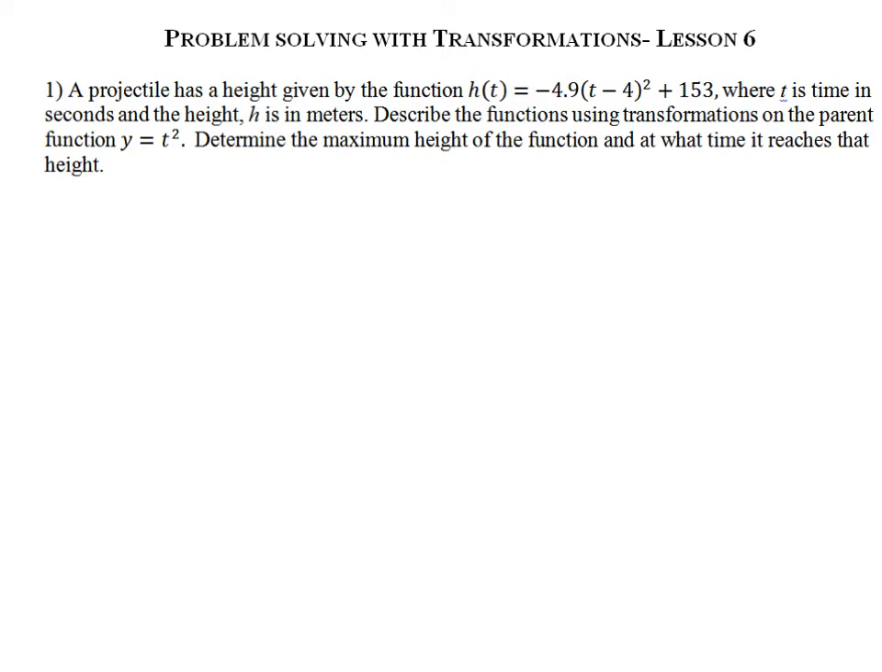So looking at my function, h of t is equal to negative 4.9 times t minus 4 squared plus 153. Remember that when we are trying to list down the transformations in order, we always want to start on the inside and work out. Very similar to doing order of operations. So I look inside the parentheses and I say t minus 4. That's going to be my horizontal variable. So if 4 is being subtracted from the horizontal variable, that tells me that my first step is going to be to shift my function 4 to the right.